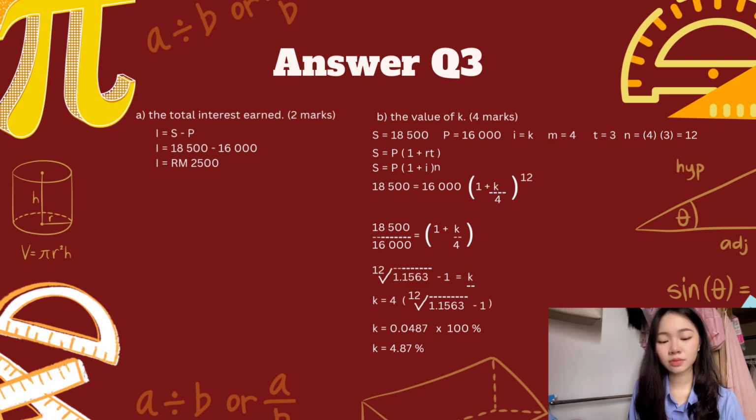N is the total number of interest periods, so to find the amount we should multiply M with T. So here our M is 4 and T is 3 years. Multiply, then you will get 12. Calculate using this formula, so the final answer of part B is 4.87%. After we get the answer of K, we should multiply with 100% so that our answer can be in percent.